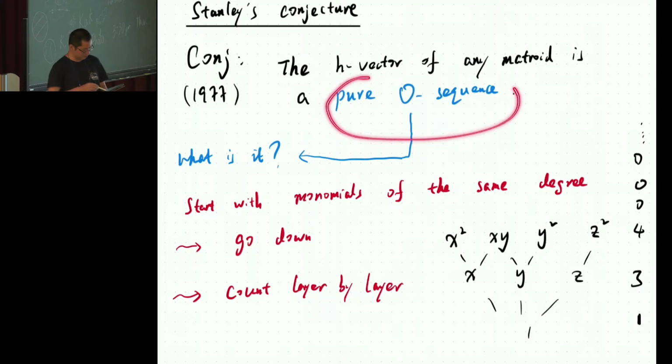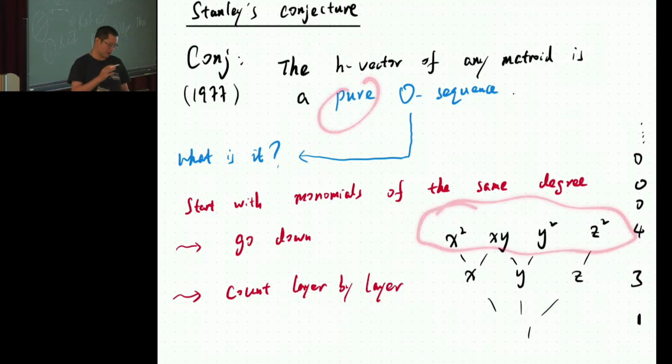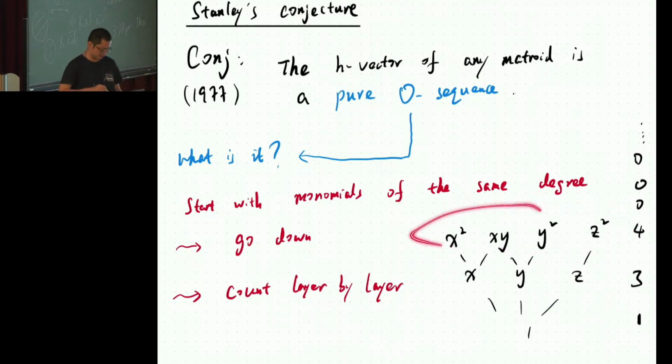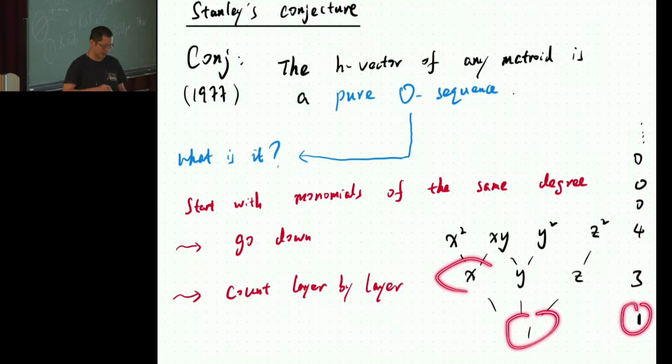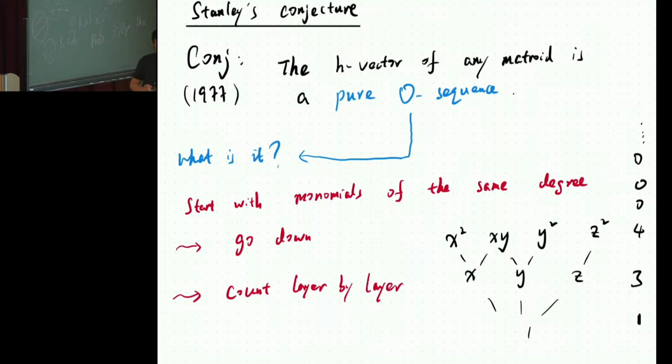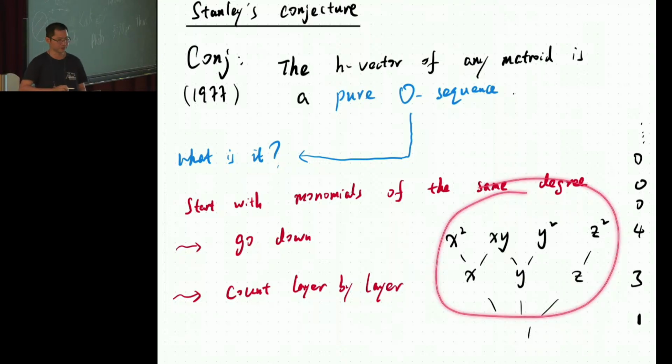Then what is a pure O-sequence? You start with monomials of the same degree. That's why it's called pure. Then you go down, meaning you take all the factors of these monomials. Then you will get a poset. Then you count layer by layer. For this layer, I have only one element. For this layer, I have 3 elements. For this layer, I have 4. So I get this vector, a pure O-sequence, 1, 3, 4, 0, 0, 0. Then the conjecture says the h-vector of any matroid should be a pure O-sequence, meaning you should be able to find such monomials.